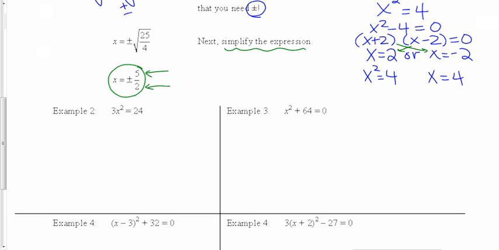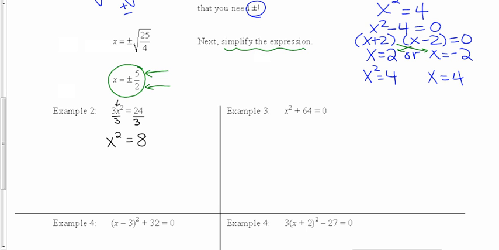Let's look at example number 2. In example number 2, I know I can use the square root method because I only have a single x in the whole problem and it's squared. So first thing I need to do is get the x squared by itself. To do that, I'll divide both sides by 3. Since 3 goes into 24 nicely, I have x squared equals 8.